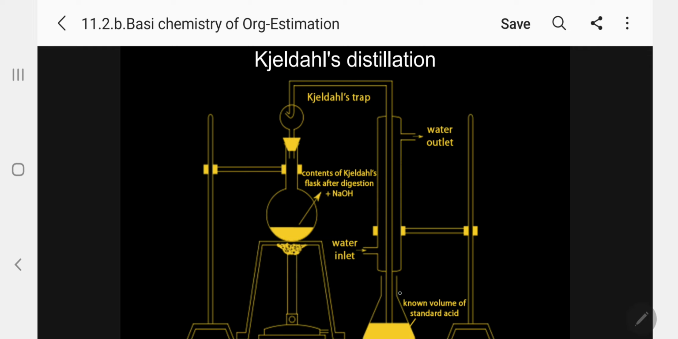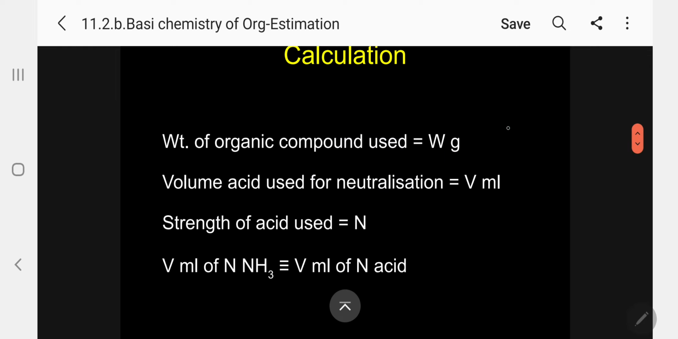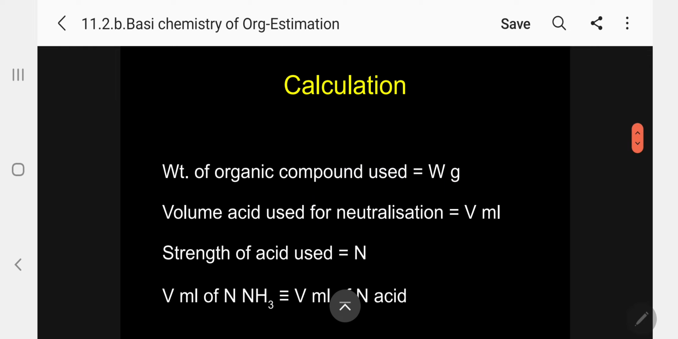And this water condenser is going into a conical flask containing a known volume of standard acid. Please follow, that is the most important. Okay, the next. Now I will come to the calculation.